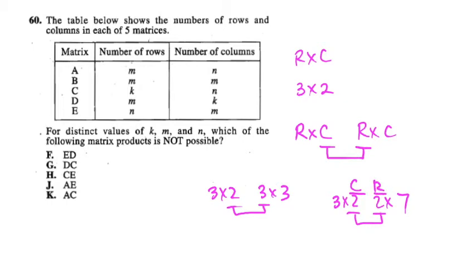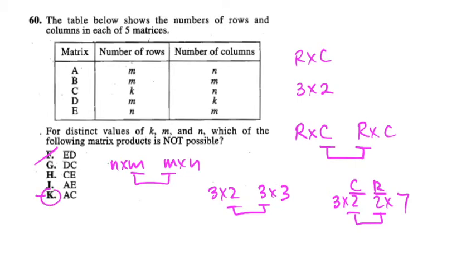So what we're going to do here is look at each of these answer choices and see whether or not they can be multiplied together. Note that usually on these types of questions, the later answer choices end up being the right answer. So the problem is made so that you have to test all of the answer choices. If we look at F, ED, E is an N by M matrix, D is an M by K matrix. These numbers are the same. This works. This is not our answer. And we can go through all of them, but in the end, the answer is K.